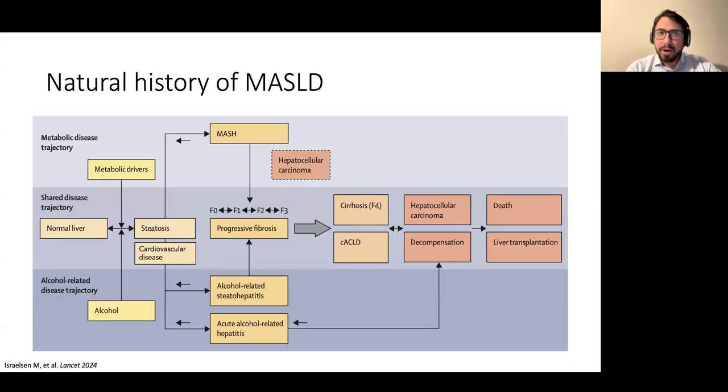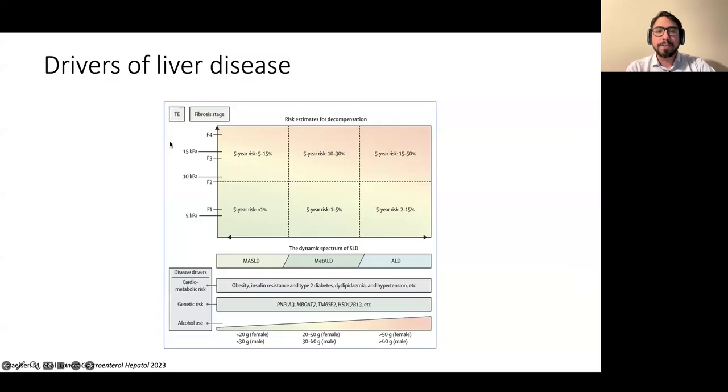Most of you are aware of the natural history of steatotic liver disease, especially MASLD. And we know that individuals that develop MASLD probably will take around 15 to 20 years since they start with the disease until they develop cirrhosis. So this is a very, very slowly progressive disease in most patients in the overall population.